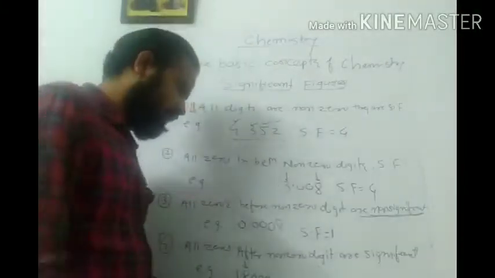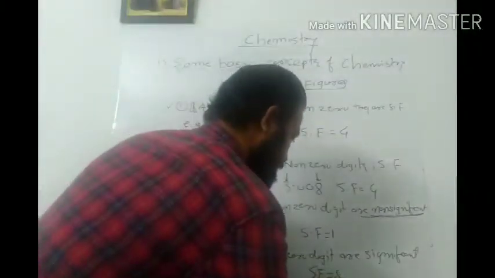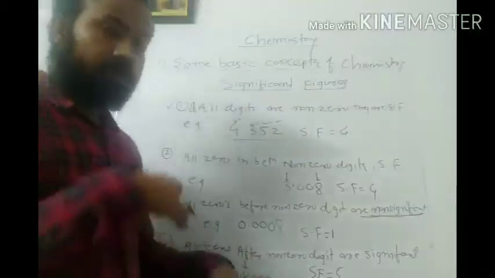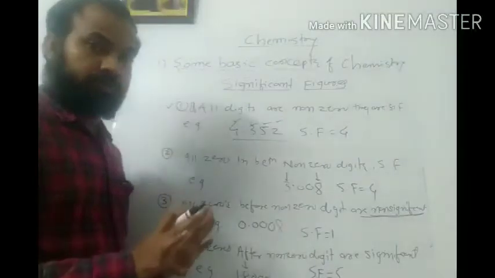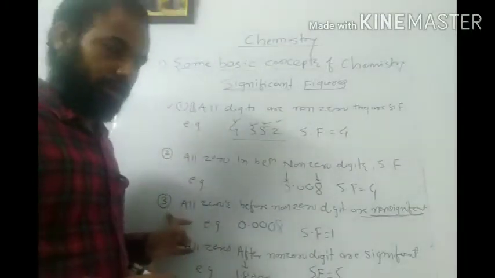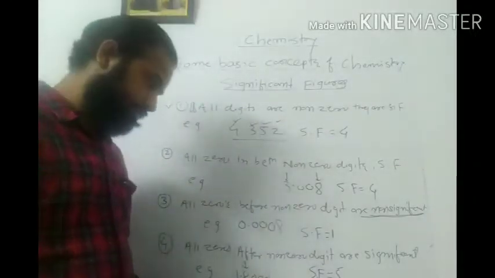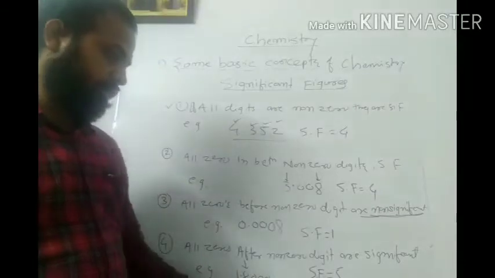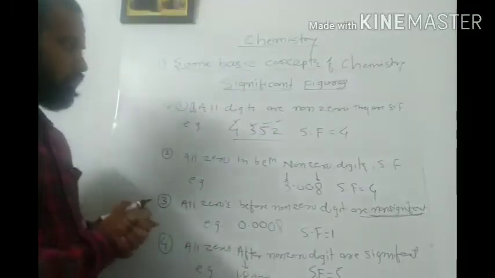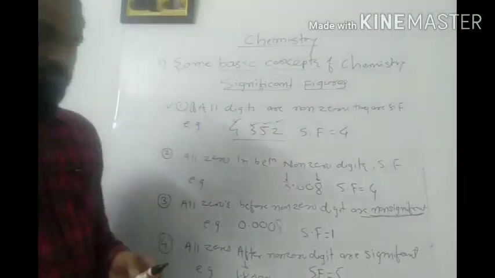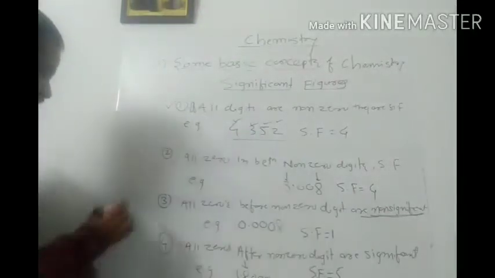Okay, so the significant figures for this are 1, 2, 3, 4 and 5. All zeros after non-zero digits are significant. If the zeros are before non-zero digits, they are not significant. Likewise, according to the third rule, all zeros after non-zero digits are significant, so for this example the significant figure count is 5. In this way we can see, and one more rule is remaining. I will explain it at this position only.